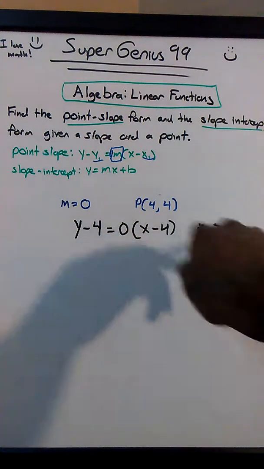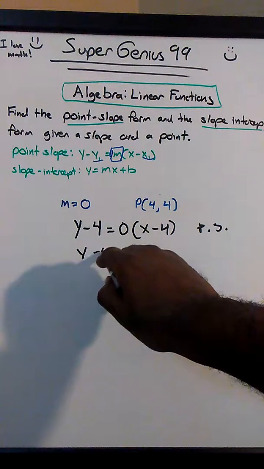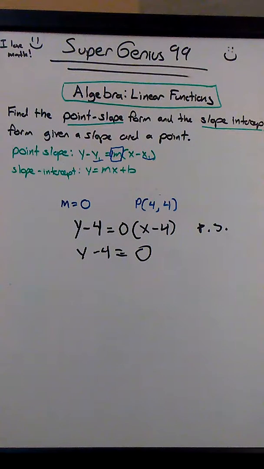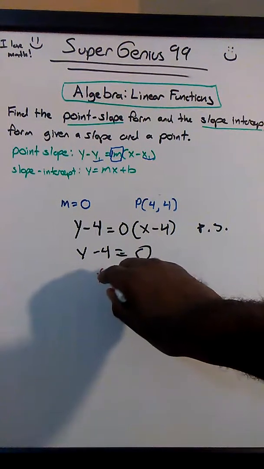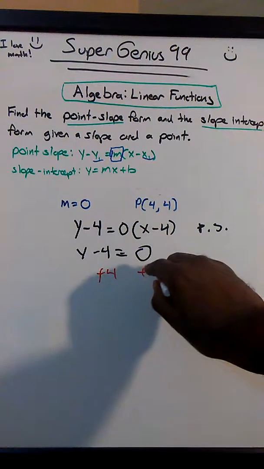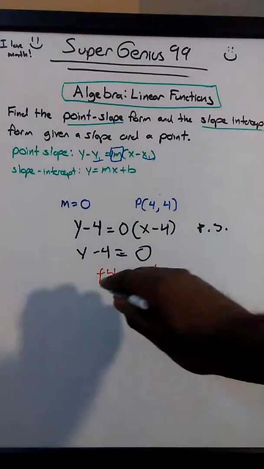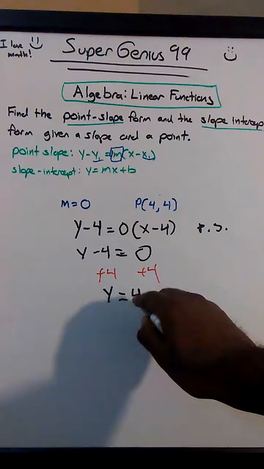So if you multiply 0 times everything, that just becomes 0. So you have y minus 4 equals 0. And you solve for y by doing what here? Adding 4 to both sides. And so your slope-intercept form is y equals 4.